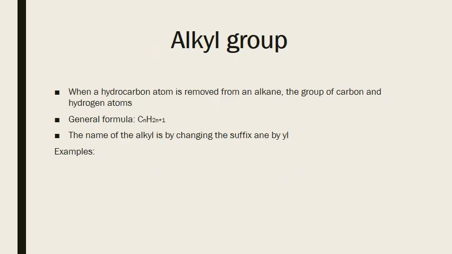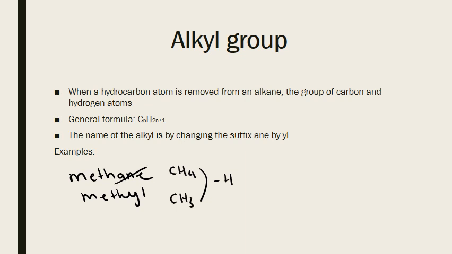Alkyl groups. This is when a hydrogen atom is removed from an alkane, leaving a group of carbon and hydrogen atoms, which has the general formula CnH2n+1. The name of the alkyl is made by changing the suffix -ane to -yl. For example, if I've got methane, remove the -ane, and it will become methyl. Methane is CH4. When we remove one hydrogen, it becomes CH3. This is now known as methyl.